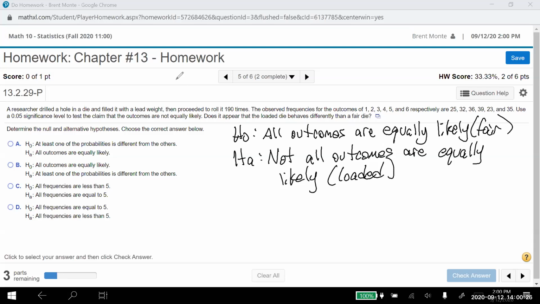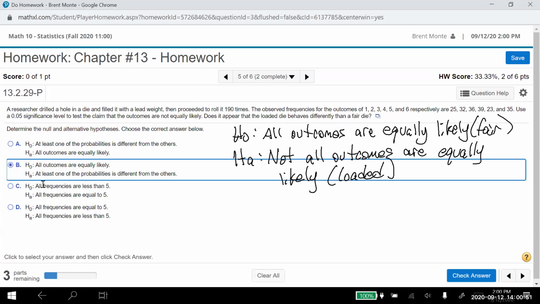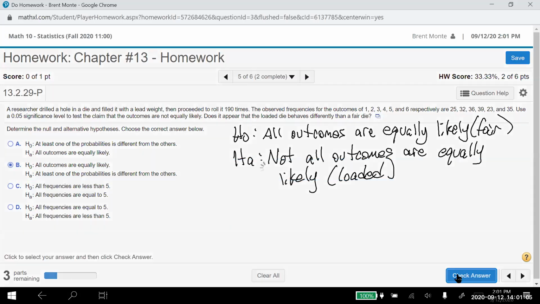All right, so let's see. At least one of the probabilities is different than the others. Well, that would be what I wrote as the alternative hypothesis. That's another way of stating that, but that's not the null. All outcomes are equally likely, okay, and at least one of the probabilities is different than the others. That's the same thing as they're not all the same, meaning at least one is different. So B is good. Let's see these. All frequencies are less than 5. That's an assumption. Obviously, it's not true in this case anyway, and all frequencies are equal to 5 or less than 5. That's not an alternative hypothesis. So we'll check this one out.